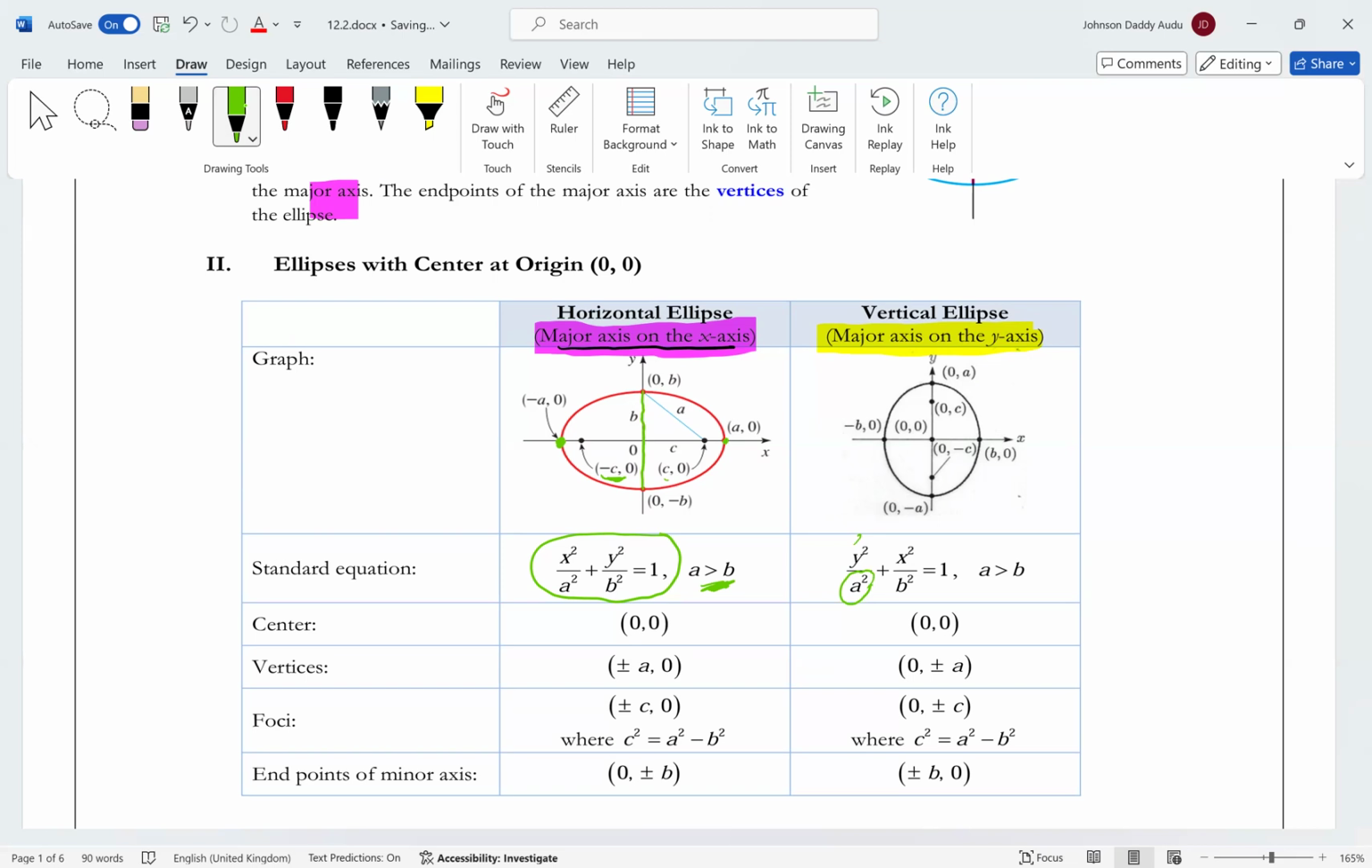All right. And now, how do you find c? That is clear from this diagram. You can see this distance is b. By the Pythagorean theorem, you will get a squared equals b squared plus c squared. And you can make c squared the subject of the formula, and you will arrive at c here, which is the same here.